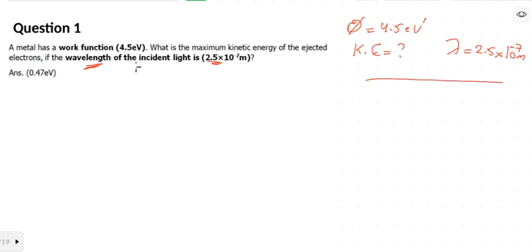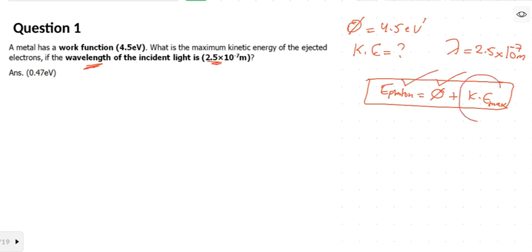So keep in mind, when we need to solve any questions related to Einstein's equation, we have 3 main factors: E photon, work function, and kinetic energy maximum. You see? So he should give me 2 factors, asking for the 3rd factor. Here, work function is given. The E photon is not given, but he gave me the wavelength, so I can get it. So it's very easy to find kinetic energy. In most cases they do it like this.